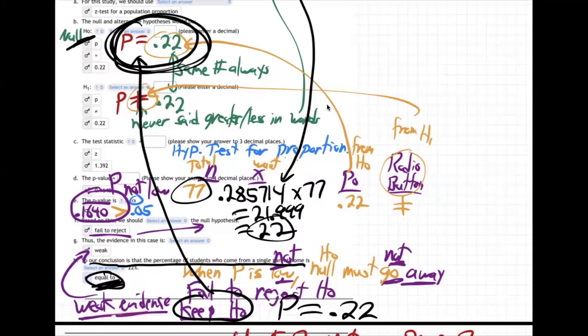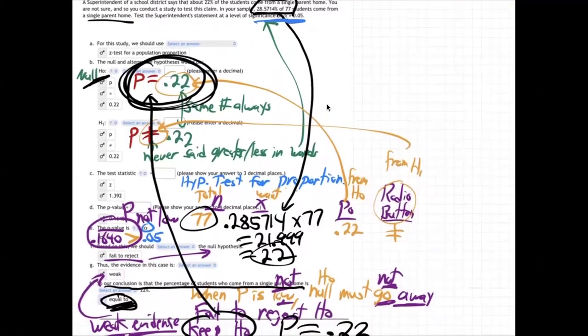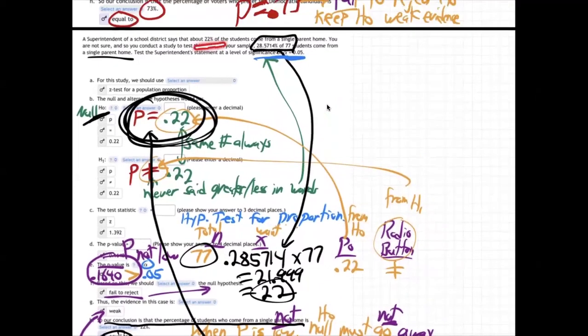So is there some evidence? So let me give you a big picture now. We got all the words worked out. The big picture is we tested this. The superintendent said 22% of students come from a single parent home. We did a little sample, 77 students. We got 28.5714%, which is not the same as 22, but it turns out it's pretty close, right? Because we know life has a randomness to it. We think the reason it wasn't exactly 22 is just by random luck.